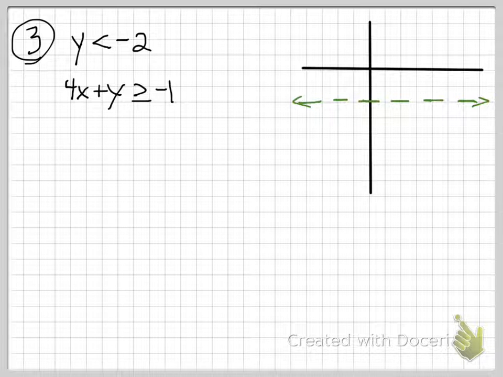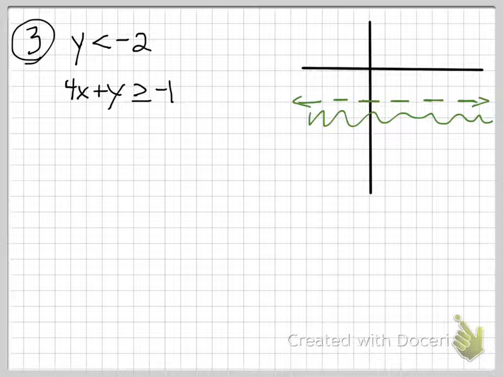And then which way do we shade? We shade less than, so that's everywhere below that line. Alright? It doesn't have to be neat on the shading. If you just want to put a few marks just to indicate, that's fine.